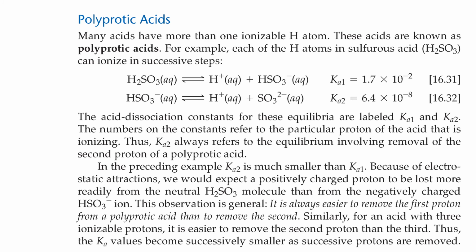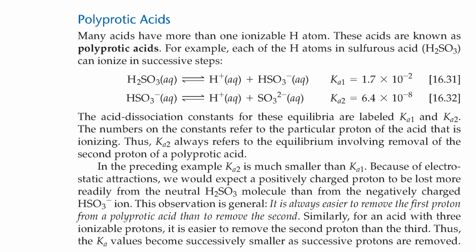Polyprotic acids. Many acids have more than one ionizable hydrogen atom. These acids are known as polyprotic acids. For example, each of the hydrogen atoms in sulfurous acid ionizes in successive steps. The acid dissociation constants for these equilibria are labeled Ka1, Ka2. The numbers on these constants refer to the particular proton of that acid that's ionizing. Thus, Ka2 always refers to the equilibrium involving removal of the second proton of a polyprotic acid.